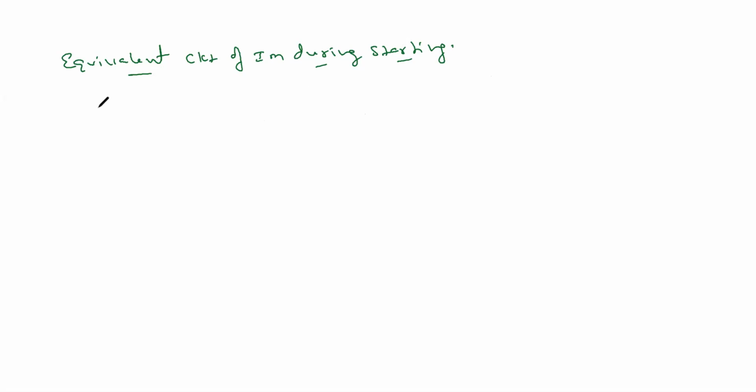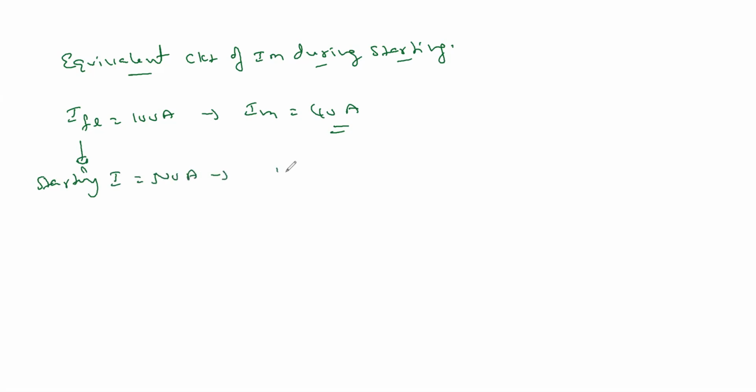Starting में मैंने बता दिया current ज्यादा है. Then normally when the current equals rated current, for example, full load current is 100 amps. So what is IM here? Magnetizing current. Magnetizing current is 40 amps. Now during starting, what is happening? Current is becoming 500 amps. So magnetizing current, see, this is actually 40% of full load rated current.